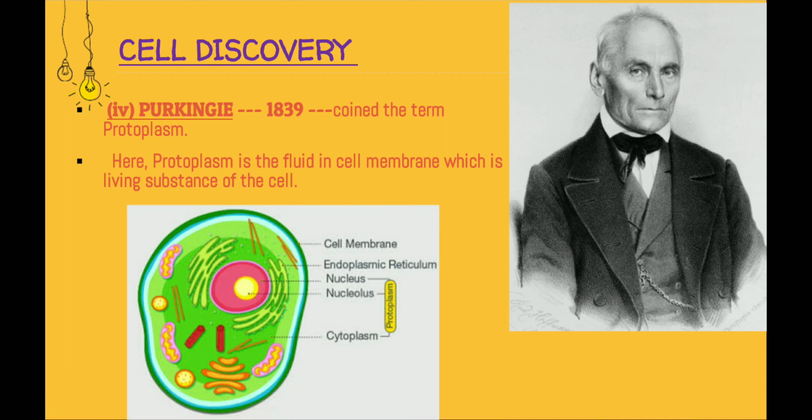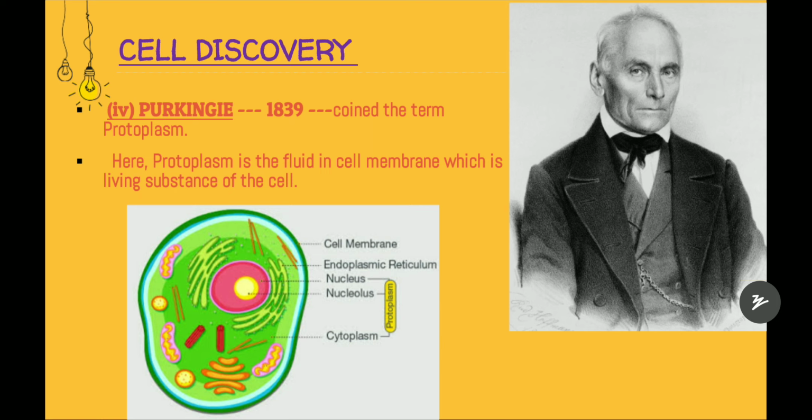Okay, and the fourth discovery is Purkinje. Purkinje is also a scientist. In 1839, he coined the term protoplasm. It is the fourth discovery in cell discovery. What is protoplasm? Protoplasm is the fluid inside the cell membrane, which is the living substance of the cell.